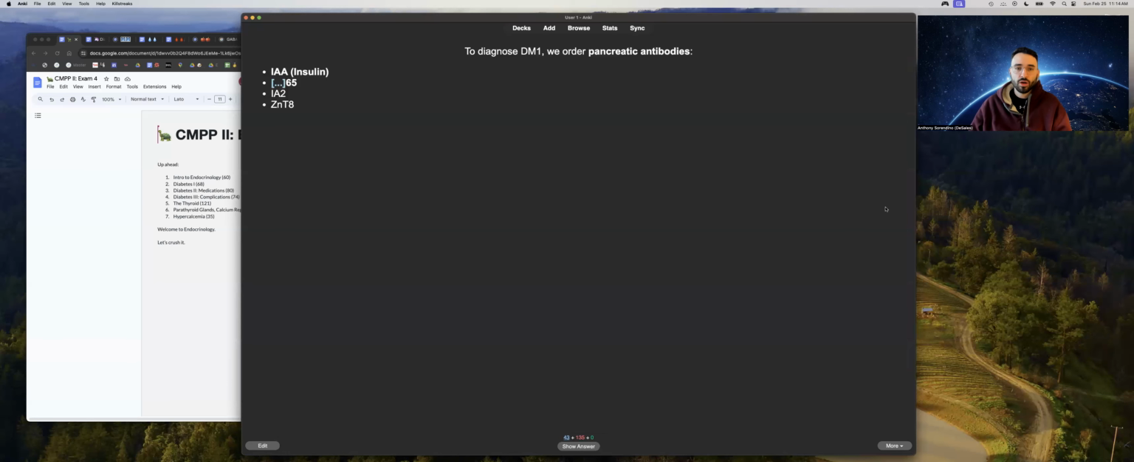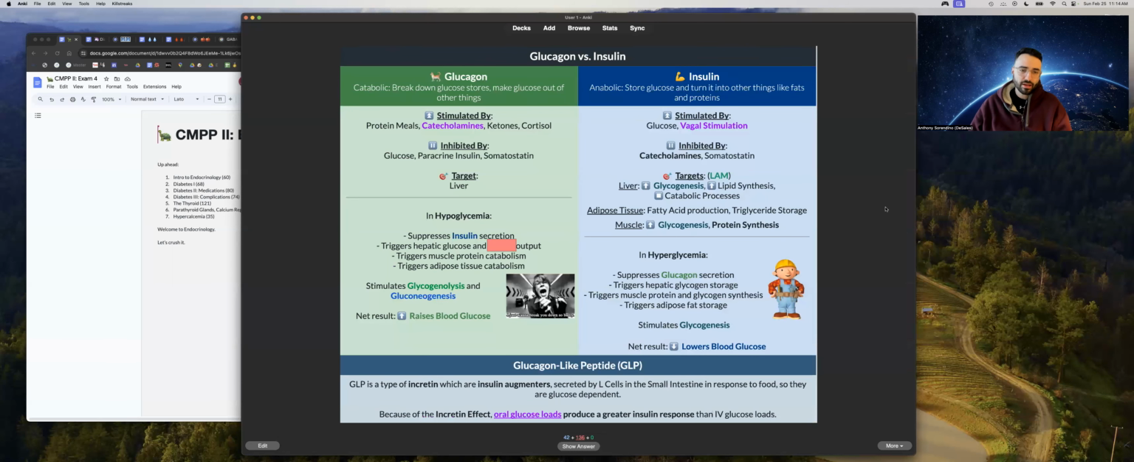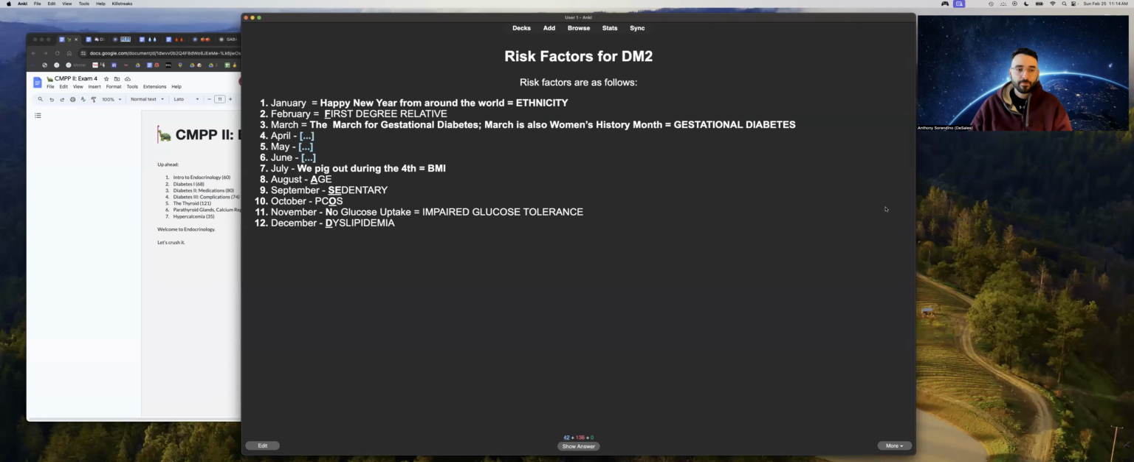To diagnose DM1, we order pancreatic antibodies. What's the 65 one? I don't remember that. GAD 65. Okay. Stimulated, gluconeogenesis, glucose fasting, acidosis. That's a big one. Let's heart that one. Triggers hepatic glucose and cortisol. Oh, ketone. All right, April sounds like a beta blocker. Hypertension. May, metabolic syndrome. And June is your junky vein, so history of vascular disease.